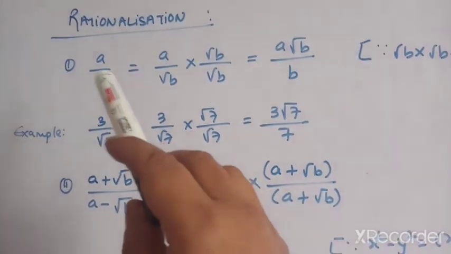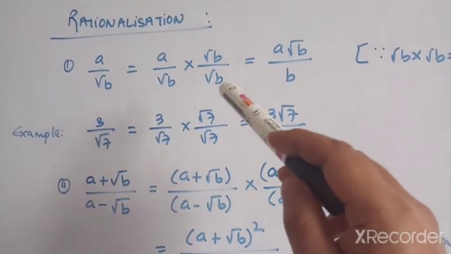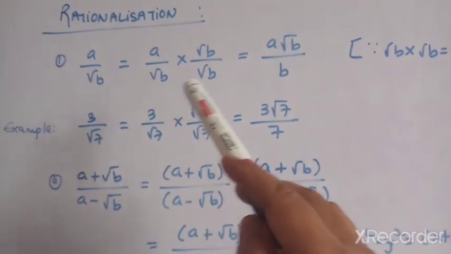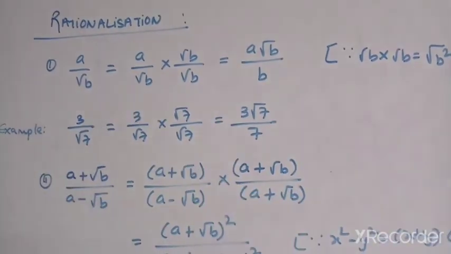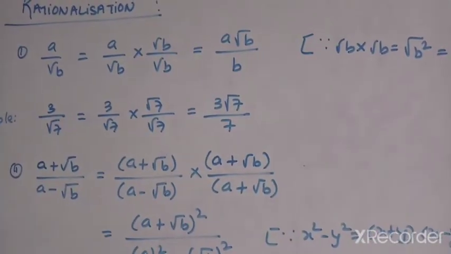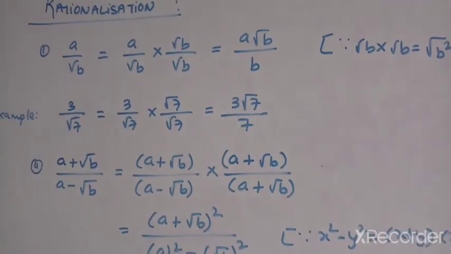If it is a simple surd, then with the same term you need to multiply and divide. So it will be root a by root b into root b over root b, and the denominator becomes b. As I've already mentioned, when you multiply similar surds, it will be free from the root sign. So here you can see this is free from the root sign.